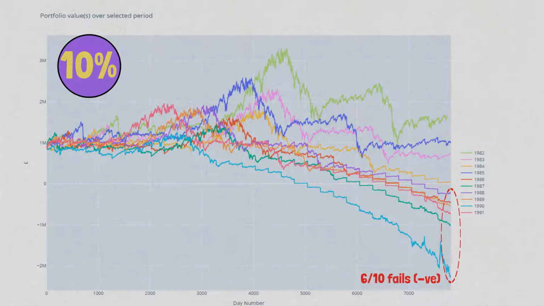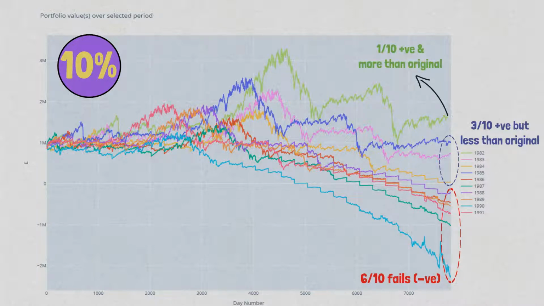Of the remainder, 3 portfolios had some value but were less than the original portfolio value, so the portfolio went down. The only case that returned more than the initial portfolio was the 1982 sample, so it's clear that 10% is not a good idea.